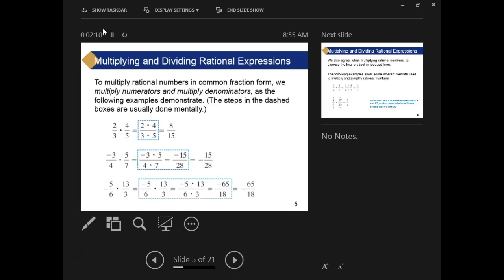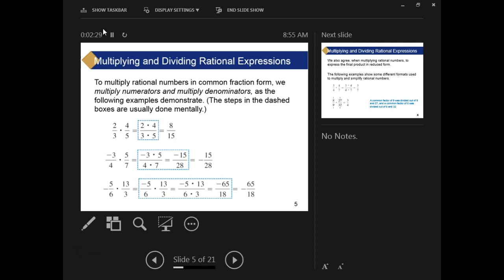So here's some examples. How would you multiply 2/3 times 4/5? 4 times 2 is 8 over 15. Perfect. This one? Now, here's what I suggest.